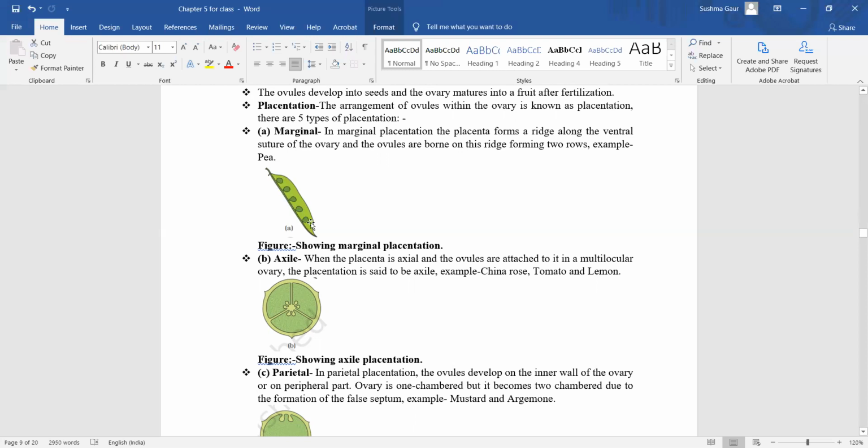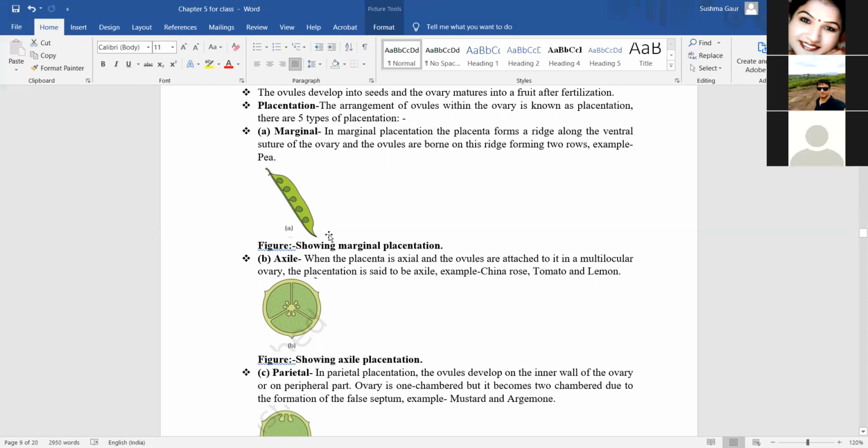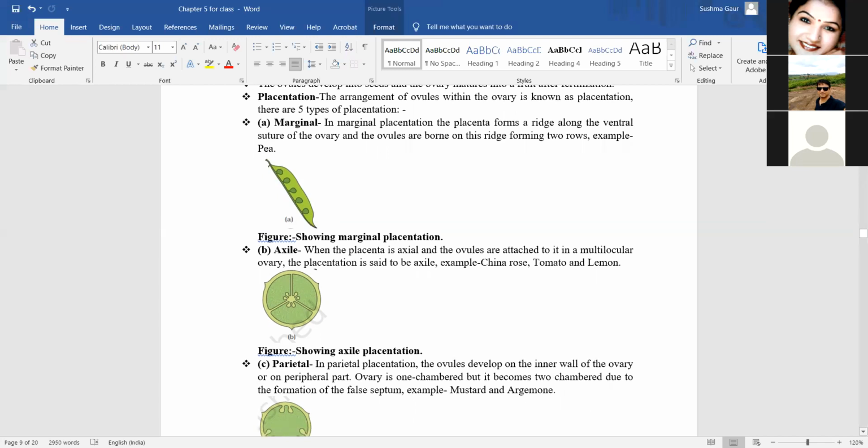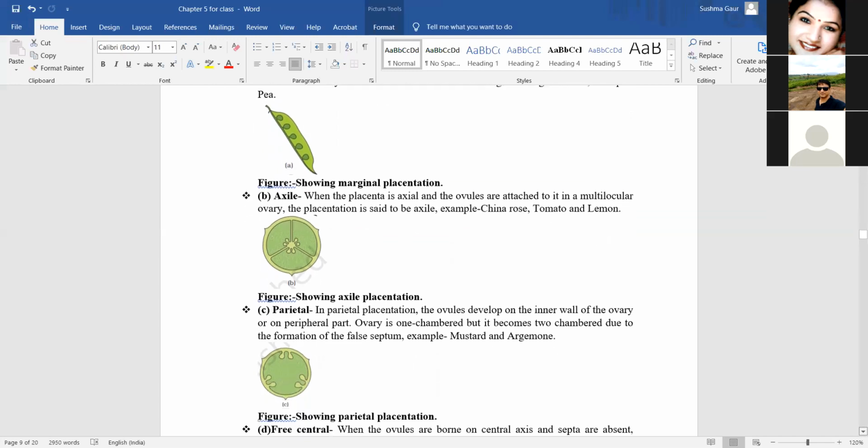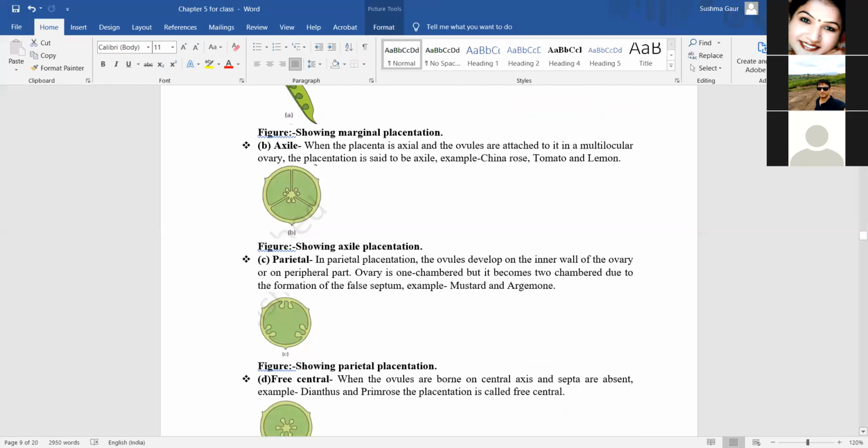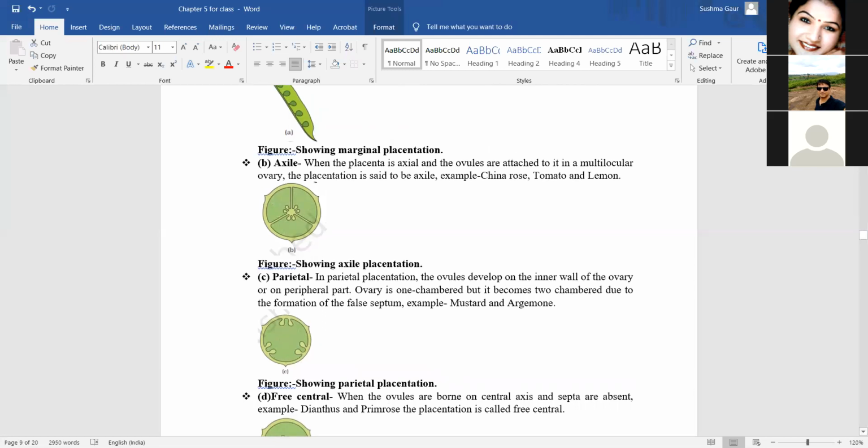If you have observed a pea pod, ovules are present on both sides, in two rows. So the example of marginal placentation is pea, where the ovules are on the margins. Ma'am, but in beans there is only one row? Yes, only one row. Pea is different.